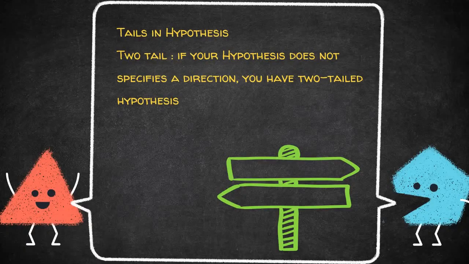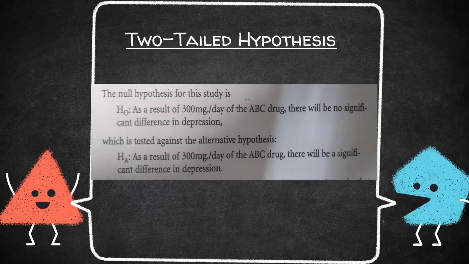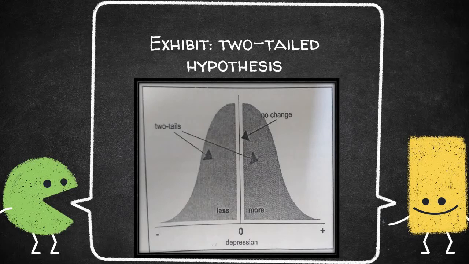Now moving to the two-tail test. If your hypothesis does not specify a direction, so specifying a direction means one tail, and not specifying a direction means two tail. So what does it mean? Let me use the exhibit, as you could see here, two tails.